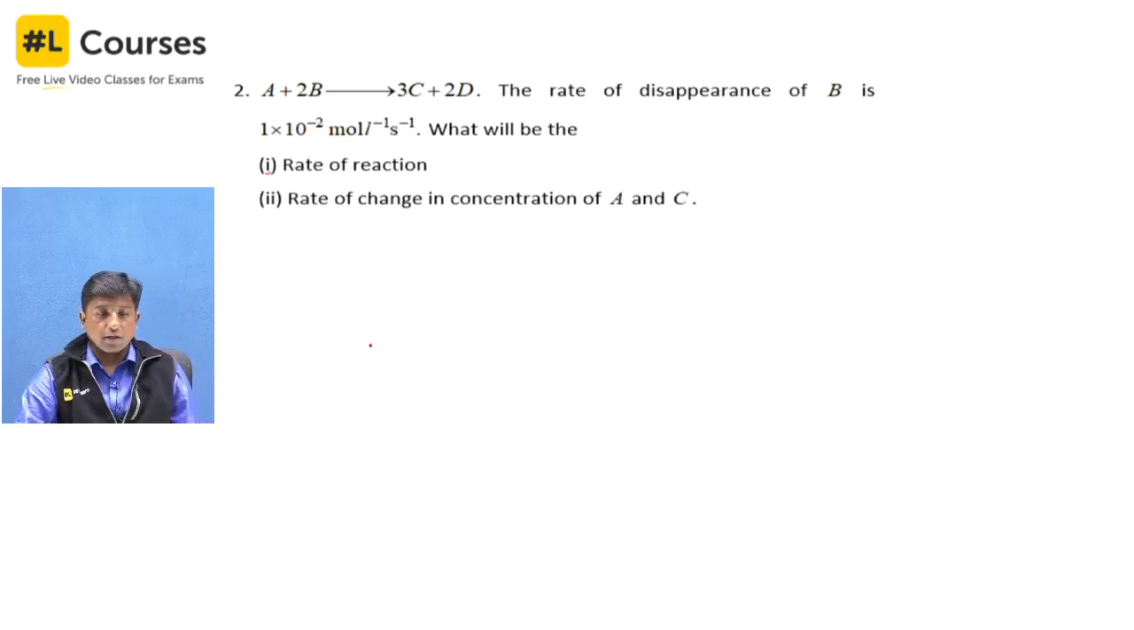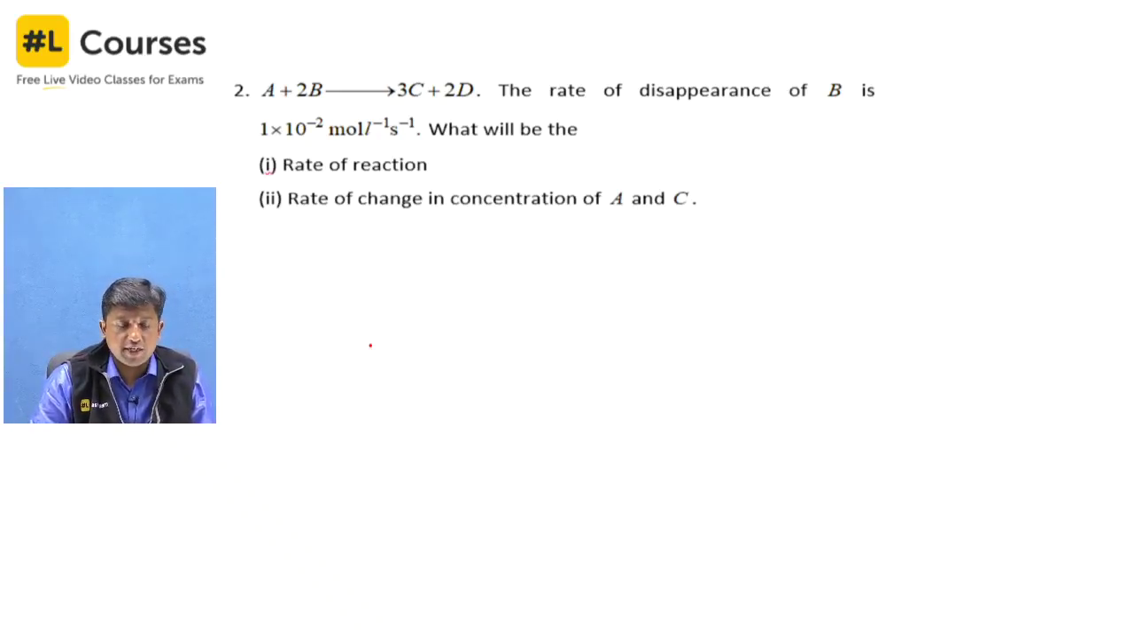Okay. Students, in the second problem, they have given reactant A and reactant B to give products C and D. The rate of disappearance of B is given as 1 into 10 power minus 2 mole per liter per second. What will be the rate of reaction, that is with respect to B, and the rate of change in the concentration of A and C.